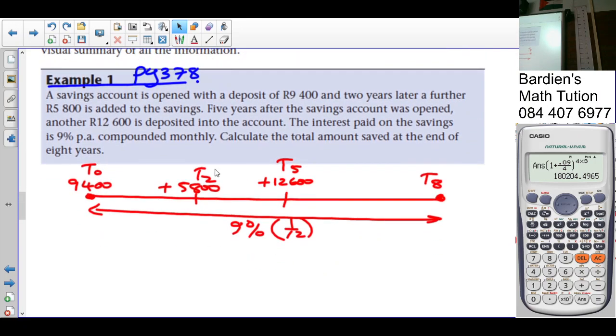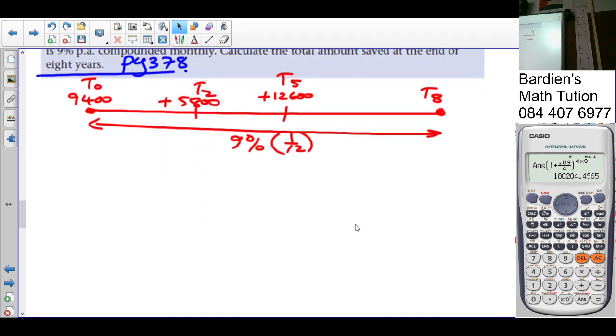So what happens is, we're going to consider, okay, how many variations are here? 1, 2 variations. So it's the formula you'll use for the first time. It's going to be from 9,400 for 2 years at 9% compounded monthly. So A1 is equal to P into 1 plus i to the exponent n. Not so?